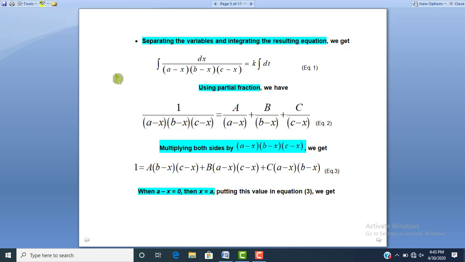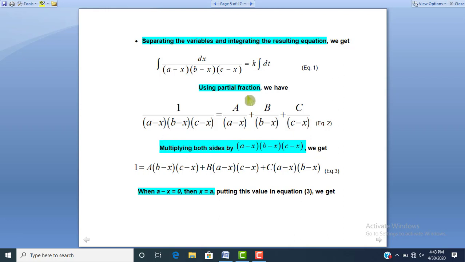Dear students, now we will apply a special partial fraction method and will try to solve the left hand side of equation number 1. When we apply the partial fraction method, then the left hand side of this equation becomes 1 over (a minus x)(b minus x)(c minus x) is equal to A over a minus x plus B over b minus x plus C over c minus x.